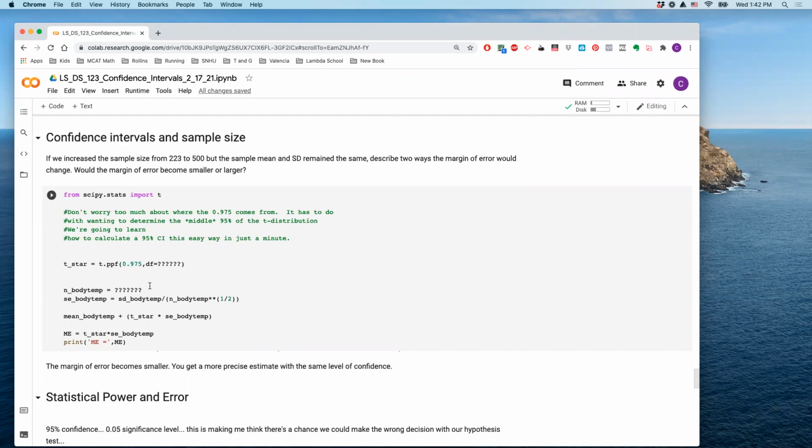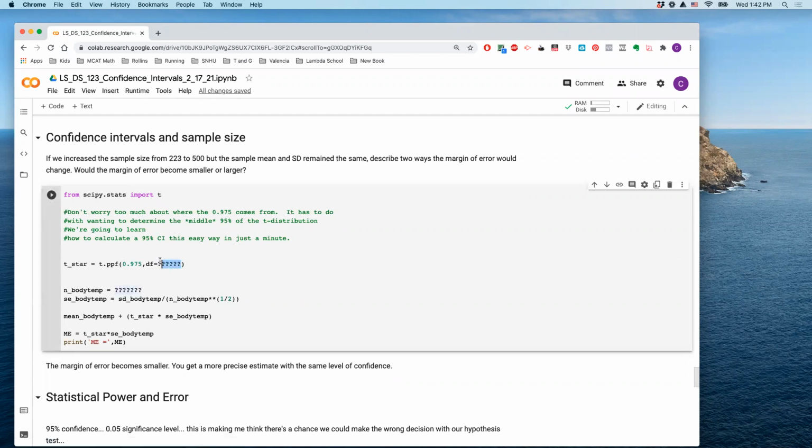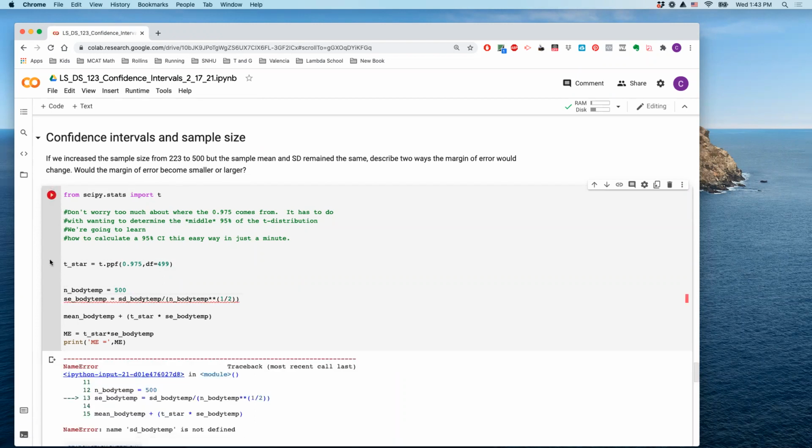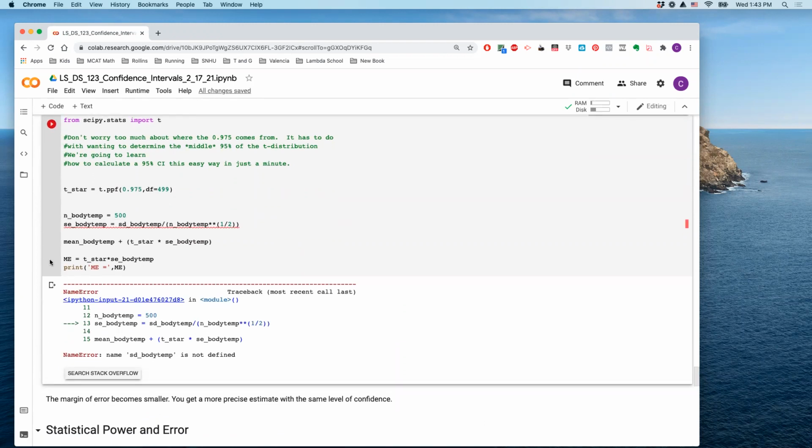So two things would happen here. We're changing our sample size from 223 to 500, so we're going to have 499 degrees of freedom. The sample mean is not going to change. It'll just be the margin of error that would change. So if we calculate the margin of error, what did I do wrong?